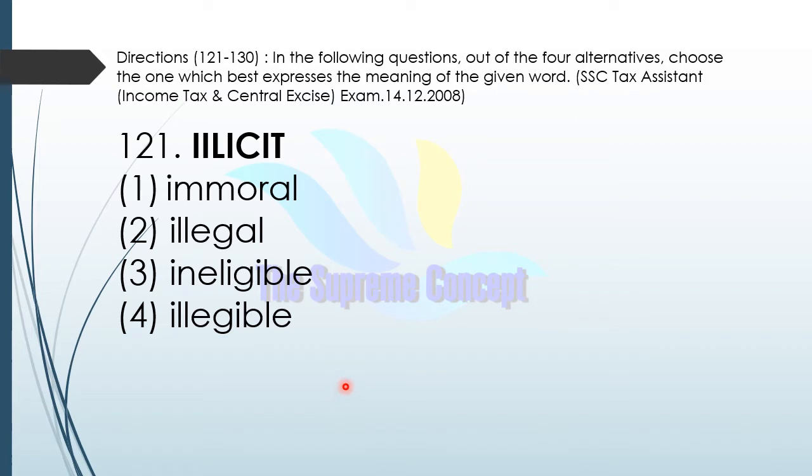Okay guys, so we will continue with question number 121. Find out the synonym of this word illicit. These are the options: immoral, illegal, ineligible and illegible. Just find out your answer. These words look a little lengthy, I mean tricky. Yes, you are correct. Option number two, that is illegal, is the answer here. Not allowed by law.